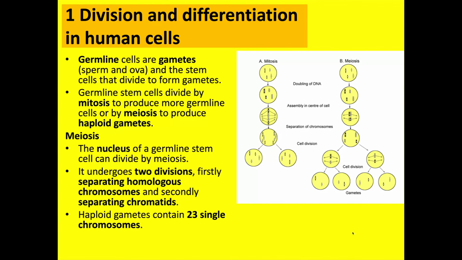And lastly, haploid gametes contain 23 single chromosomes. Now, our diploid cells had 23 pairs of chromosomes, or 23 homologous chromosomes, but the haploid gametes contain 23 single chromosomes. So just one from each pair compared to the diploid cell. So that's the difference between the two types of cells, the somatic cells and the germline cells, that you need to know about.